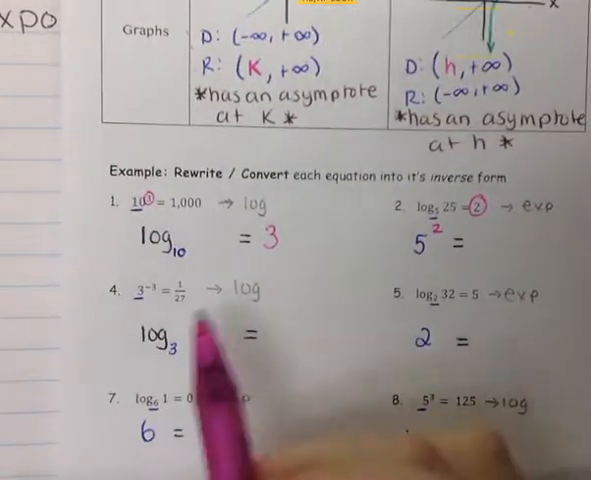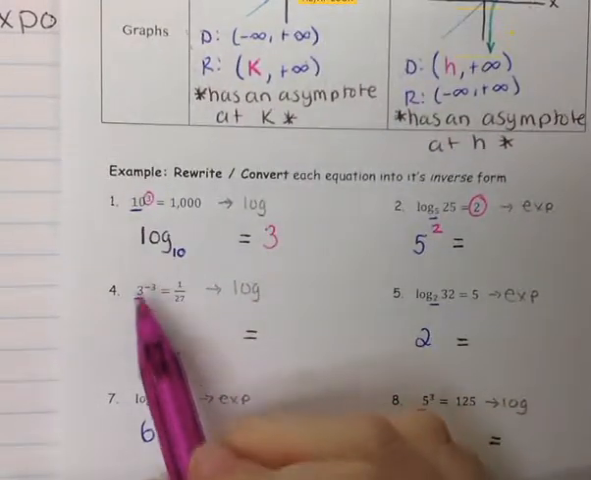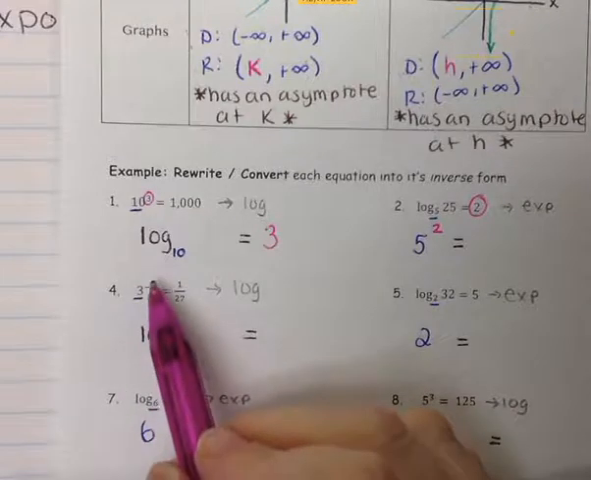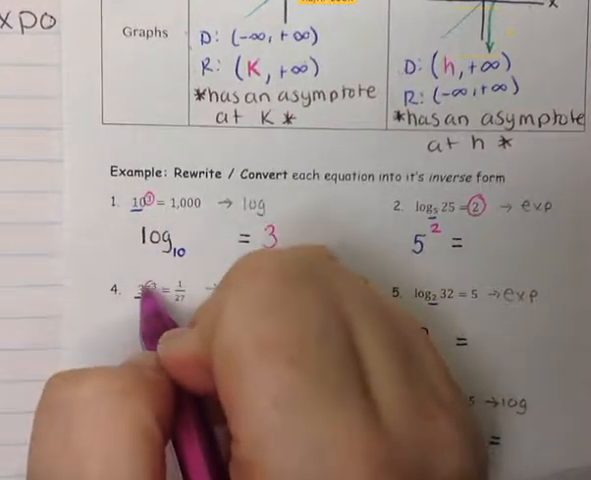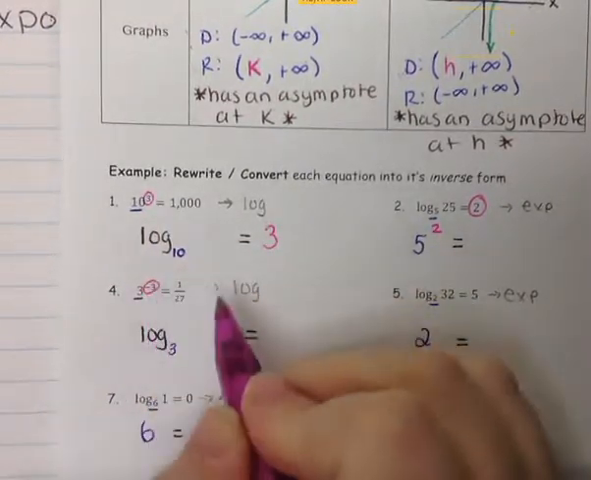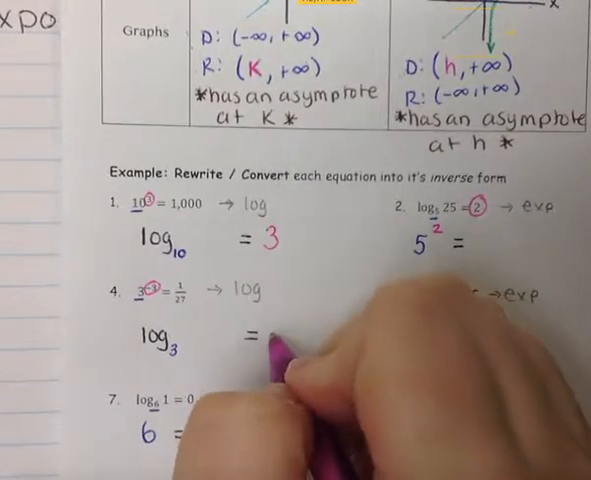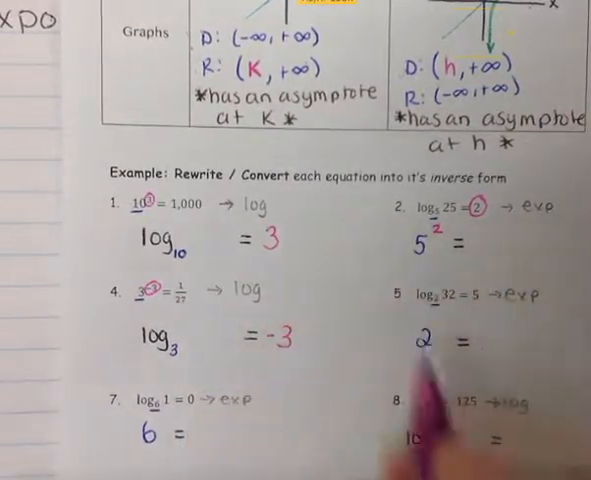On number 4, we want a logarithm. The exponent never touches the log. So our exponent, we have an exponent of -3 that cannot touch the log. So it has to be on the other side of the logarithm. So we'll have -3 on the other side.